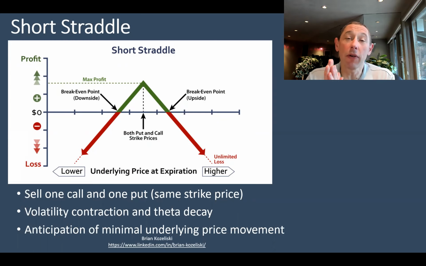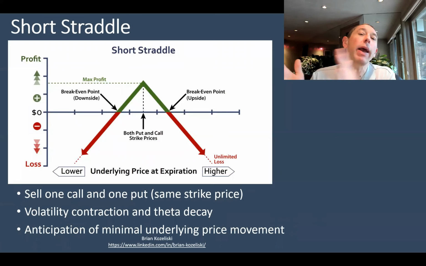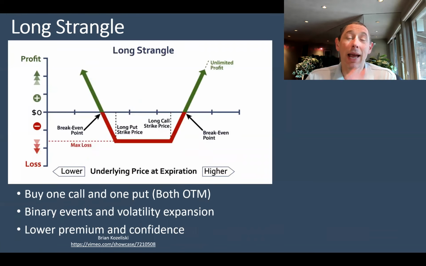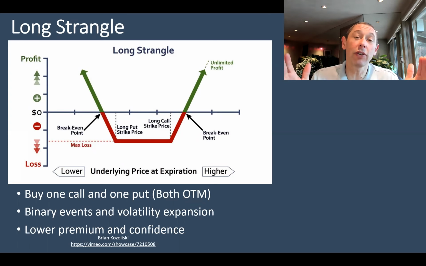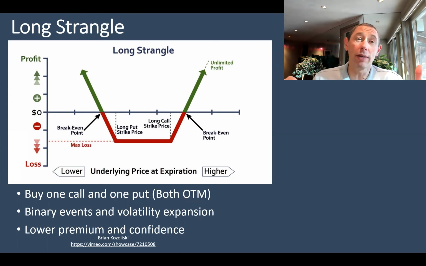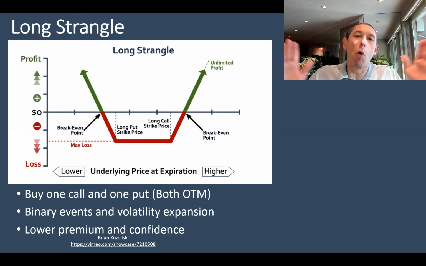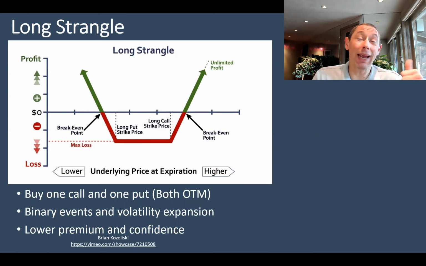Now there is some anticipation there that you're just not expecting any kind of massive underlying price movement, unlike the long straddle position. Now, what if you don't want to buy them at both exactly the same strike price? You want a little bit bigger cushion there. So if you want to go long a strangle, that's what you're doing here. Both of them are out of the money. You're buying one call and one put. So you need more of a deviation, but you're paying less of a premium because they're both out of the money. But again, you're looking for kind of a binary event or volatility expansion.